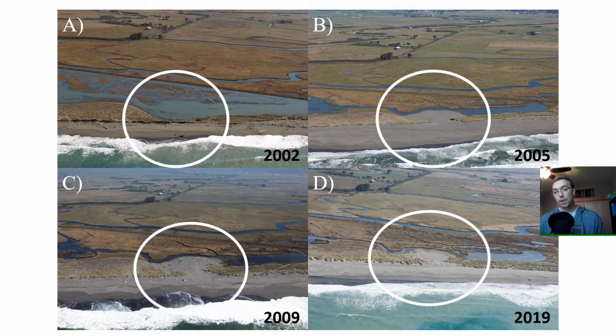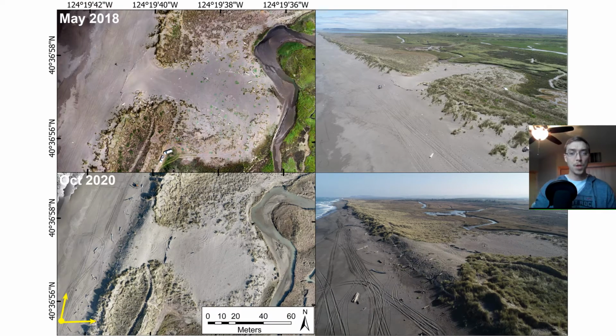You can now see that dune has been rebuilt, and I'll show you what that looks like here in the next slide. So here you go. So this is May of 2018. This is immediately before it was rebuilt. And then October of 2020, this is a couple of seasons after it was rebuilt. It was rebuilt in the late summer of 2018. So I think July, August, it was reconstructed.